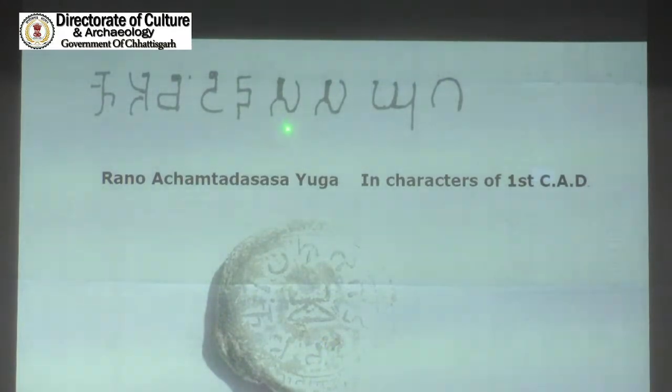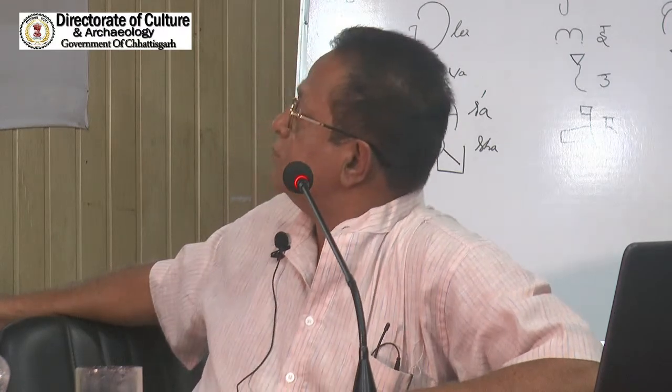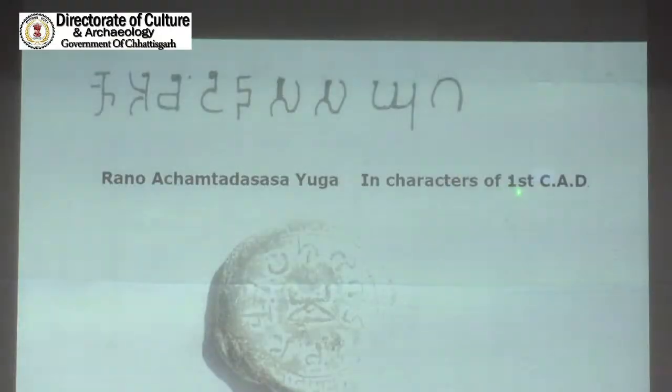Dasasa, Yuga. Here, probably it belongs to his Yuga, which stands for his reigning period. We don't know exactly. Since the Rayo is mentioned, he must be a small ruler at that point of time. So I assigned this to the 1st century Common Era.